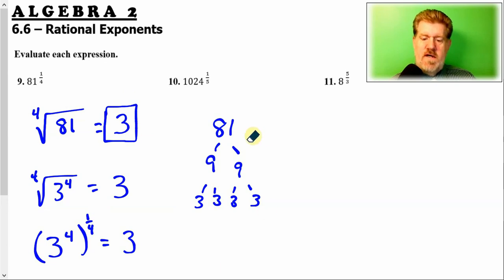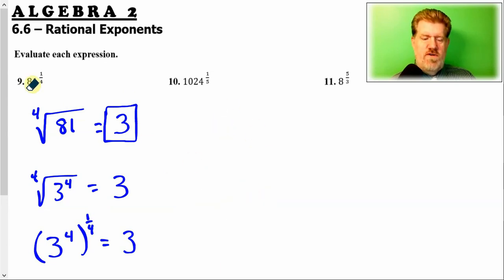It doesn't matter, because now you have choices. It doesn't matter if you think about this as the 4th root of 81 and solve it, or think about this as a rational exponent and solve it. They both turn out to be the same. You can do either one. It's up to you.